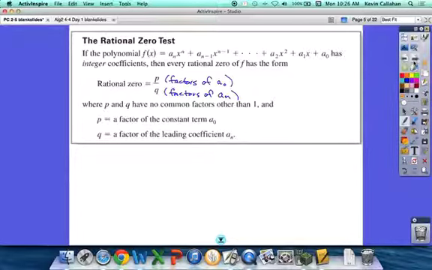And you know, this edition of the textbook seems to have done it a little bit different, and I went with it. It's okay. I'm not sure it's a huge improvement, but in the very first examples they do, the leading coefficient is 1. So if you're doing factors of a0 divided by the factors of 1, then basically it's just going to be the factors of the last number. That's it.